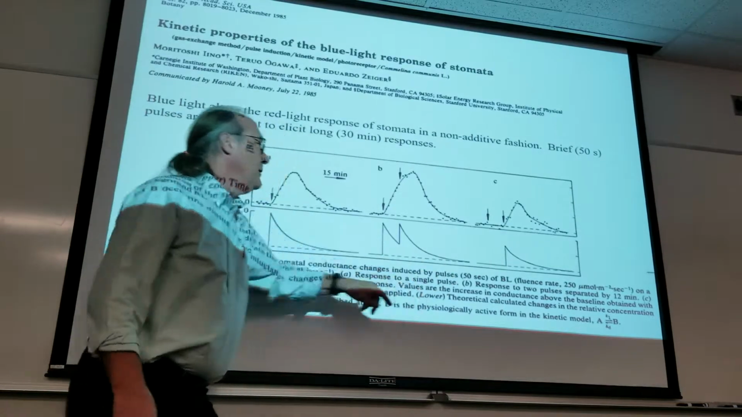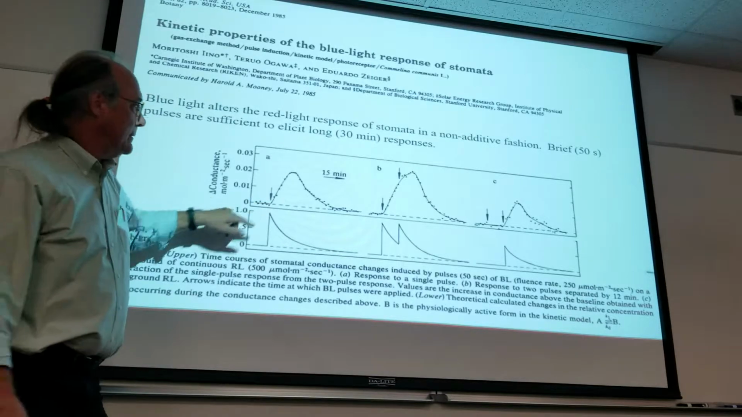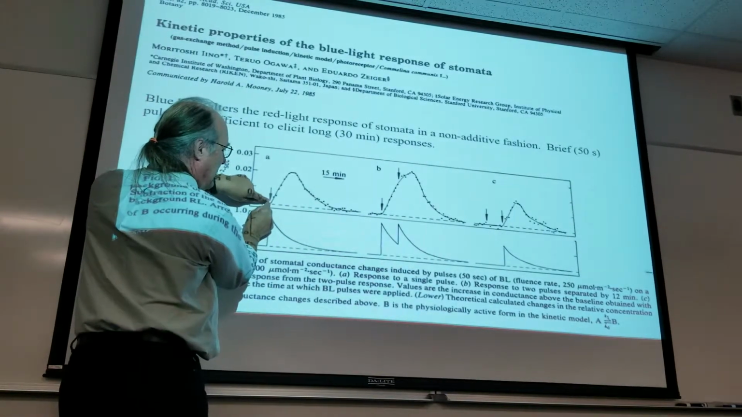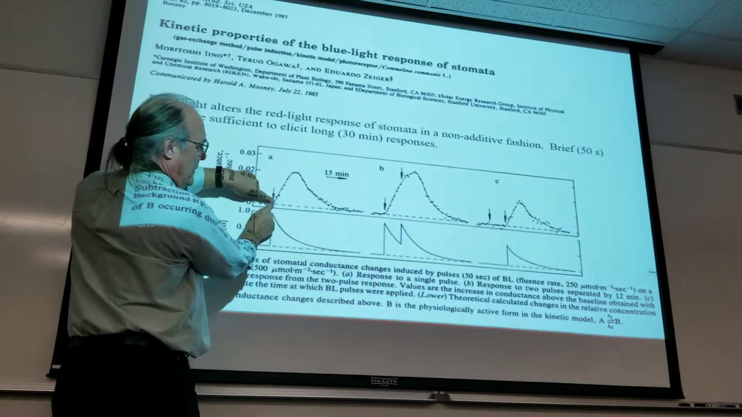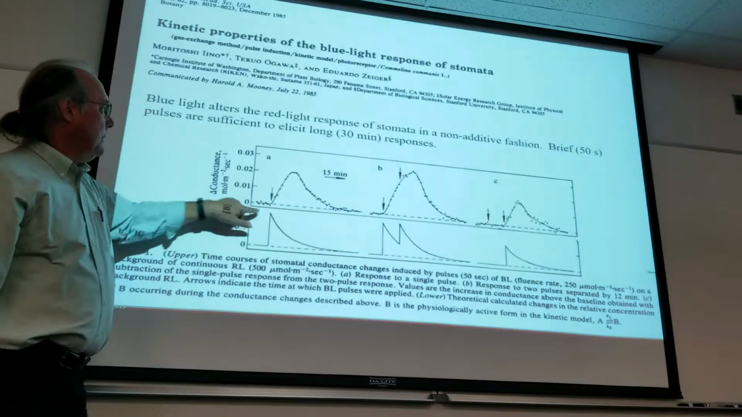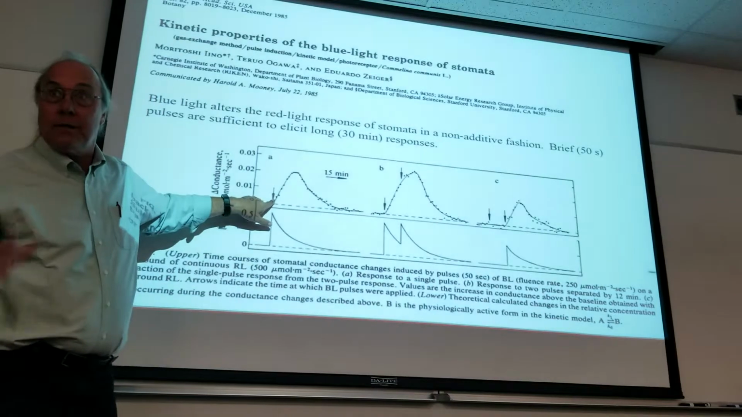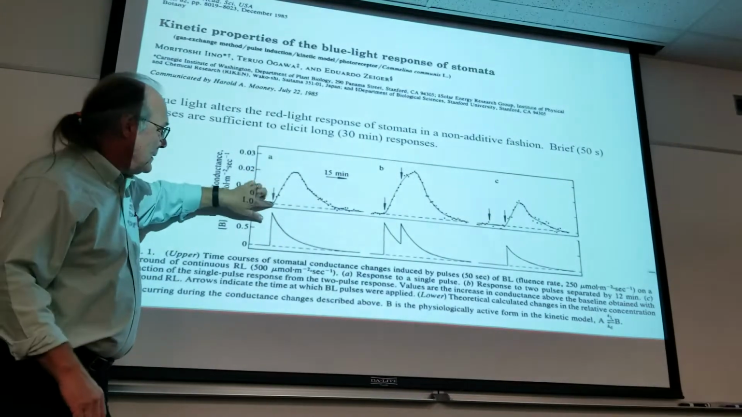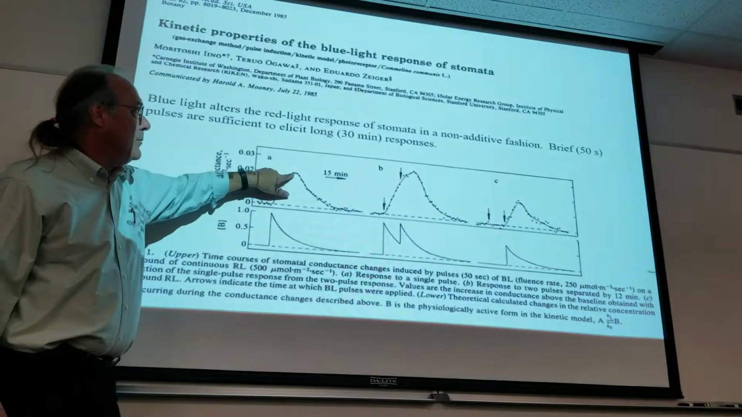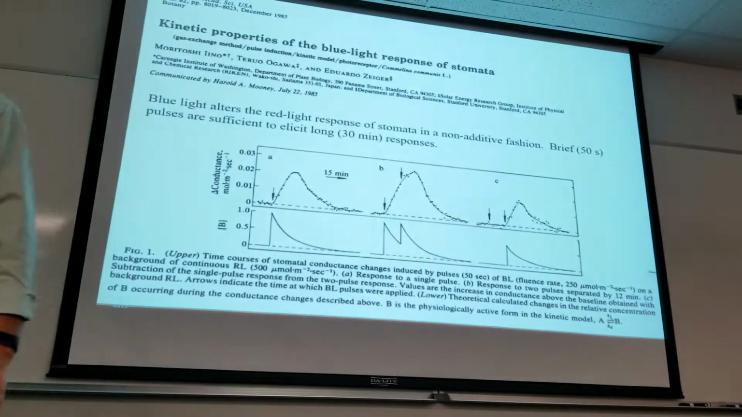And then they gave it a pulse of blue light, a 50-second pulse, less than a minute. Okay, so here's 15 minutes. So this pulse is turn on the blue light here and turn it off there. And look what happens, the conductance increases. You get a change in conductance due to that pulse of blue light. Even though you turn the light back off again, still the stomata open up. And then eventually they go back to where they were before.